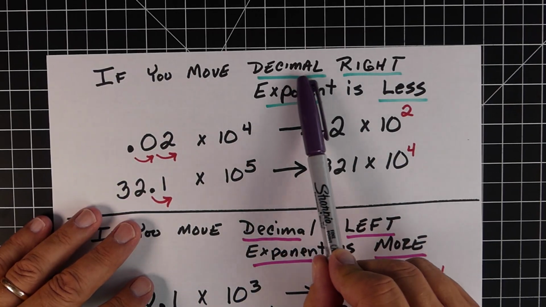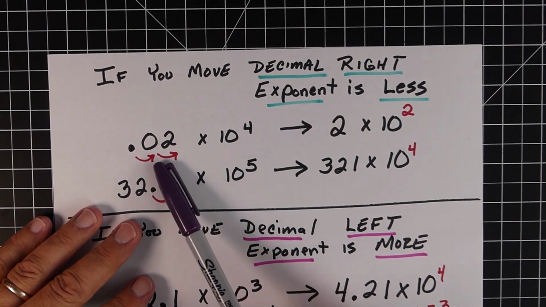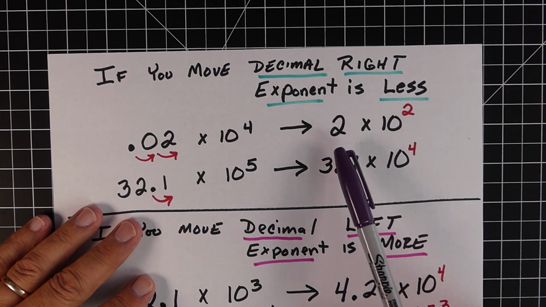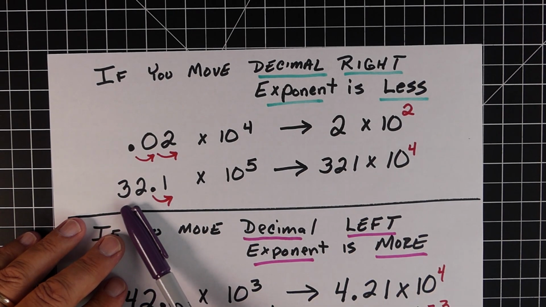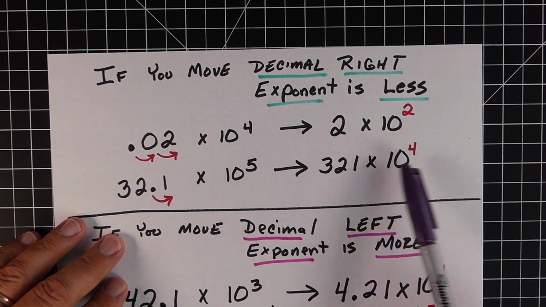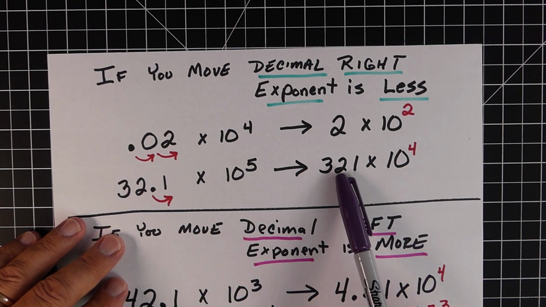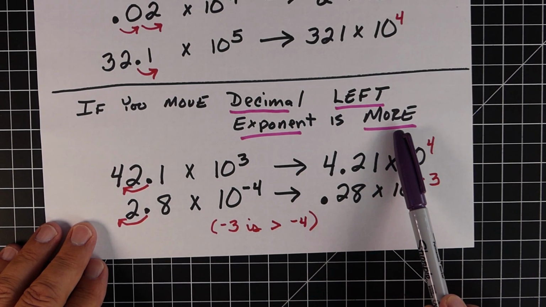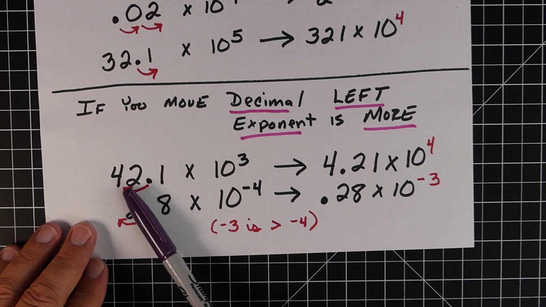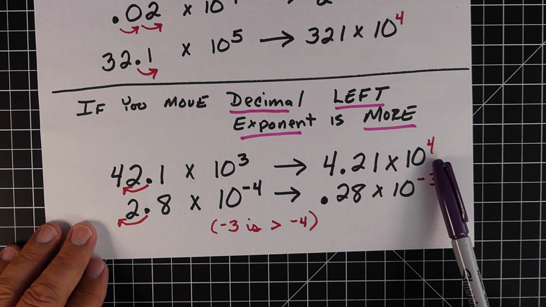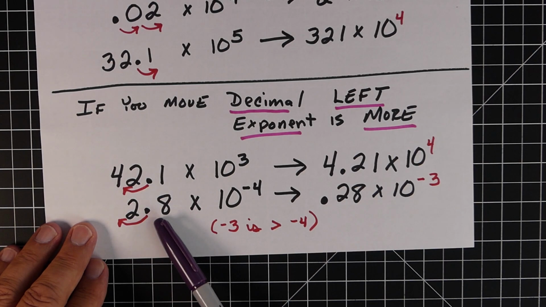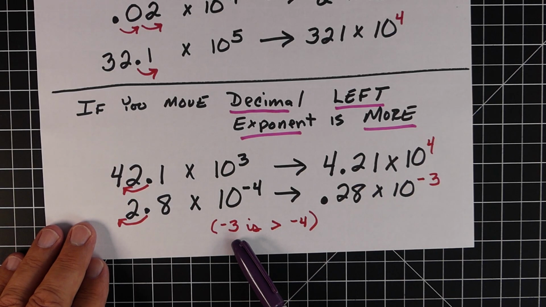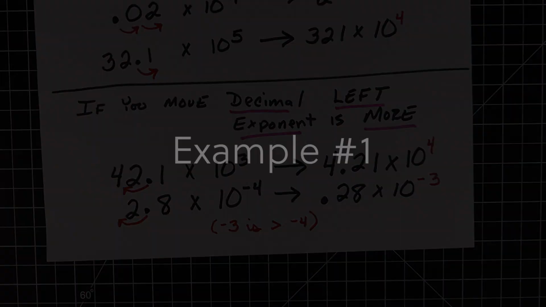Now, a couple things when we're moving decimals. If we move a decimal to the right, the number is getting bigger, which means the exponent is going to get smaller. So in the first example, we moved the decimal 2 times. You notice the exponent went from 4 to 2. On the next one, we moved the decimal 1 time to the right, and the exponent went from 10 to the 5th to 10 to the 4th. Just the opposite, if you move the decimal to the left, the exponent will be greater. On this one right here, I moved the decimal 1 time to the left, and my exponent went from a 3 to a 4. The next example, I moved it 1 time to the left, so it went from a -4 to a -3. Now remember, -3 is actually greater than -4.